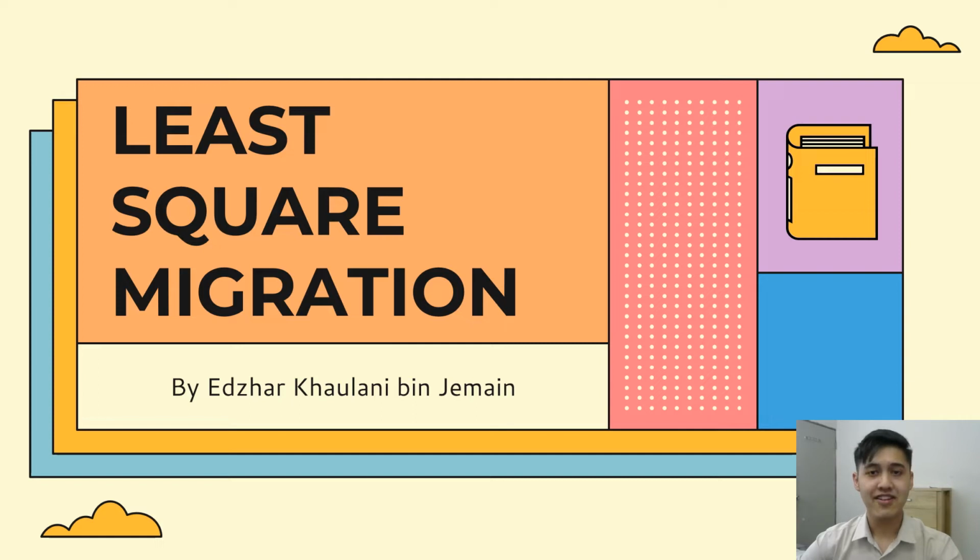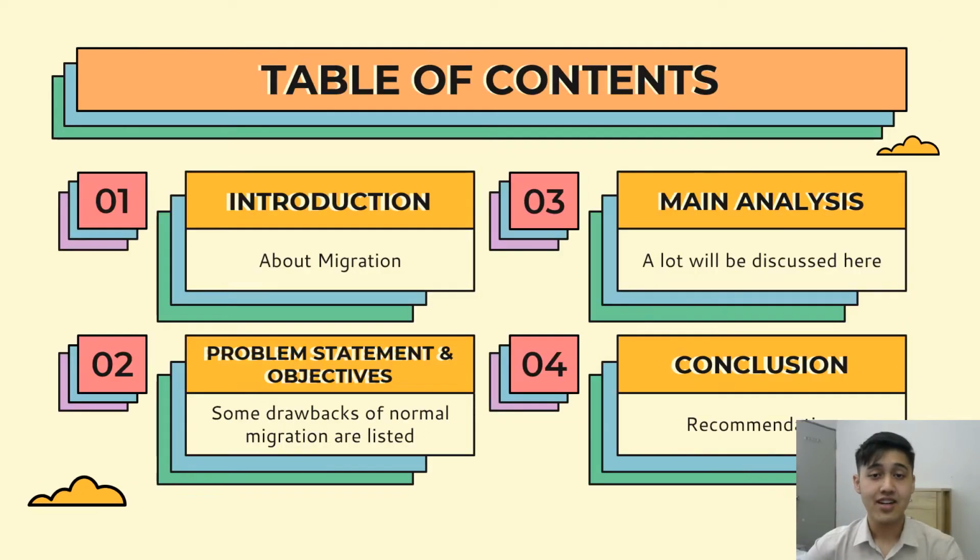So today I'm going to present a topic of least square migration. So here's my presentation overview. Start off with introduction, problem statement and objective, which consists of some drawbacks of normal migration, main analysis such as significant gaps and current debates, and lastly, conclusion with recommendation.